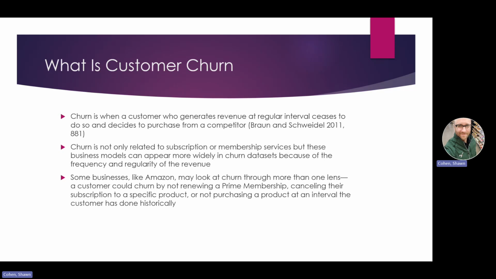Customer churn is when a customer has been taking a specific action or set of behaviors, specifically when it produces revenue for the company, and then they stop doing that. We often see churn related to subscription or membership services, but really churn can be applied to when a customer stops engaging in any sort of behavior that is generating revenue or some benefit to the business. Take a company like Amazon, for instance: churn could be if a customer doesn't renew their Prime membership, or cancels a specific subscription to a product or set of products, or if they purchase a product at a regular interval and then they stop doing that, going outside their normal historical pattern. That also could be considered customer churn.